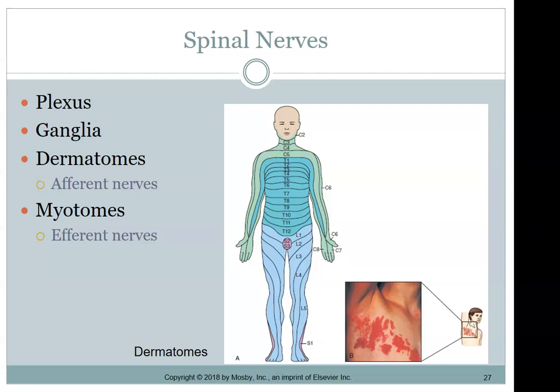A dermatome is the skin surface area supplied by a single afferent, which is a sensory spinal nerve. Patients with shingles show similar patterns as a specific peripheral nerve is affected with this disorder. Myotomes are the areas of muscles that are supplied by a single efferent motor spinal nerve.